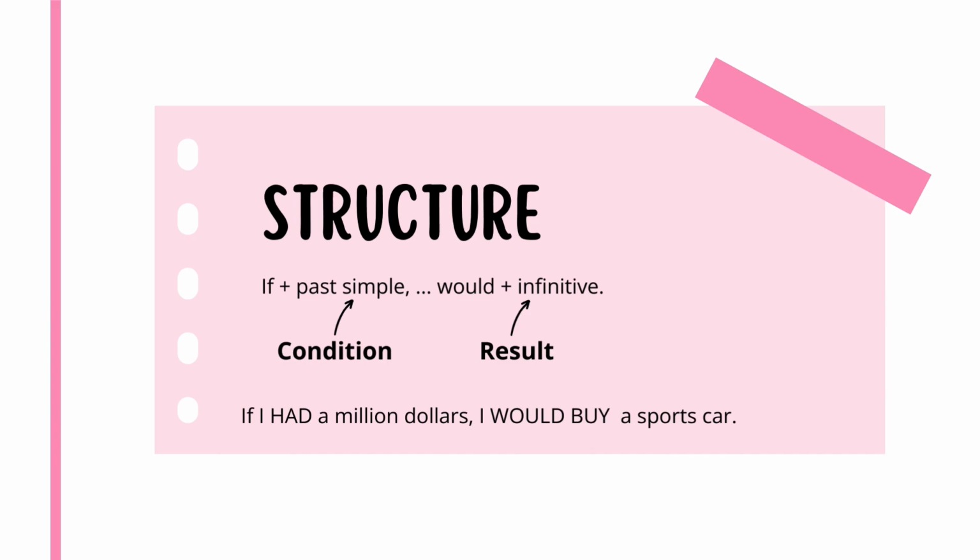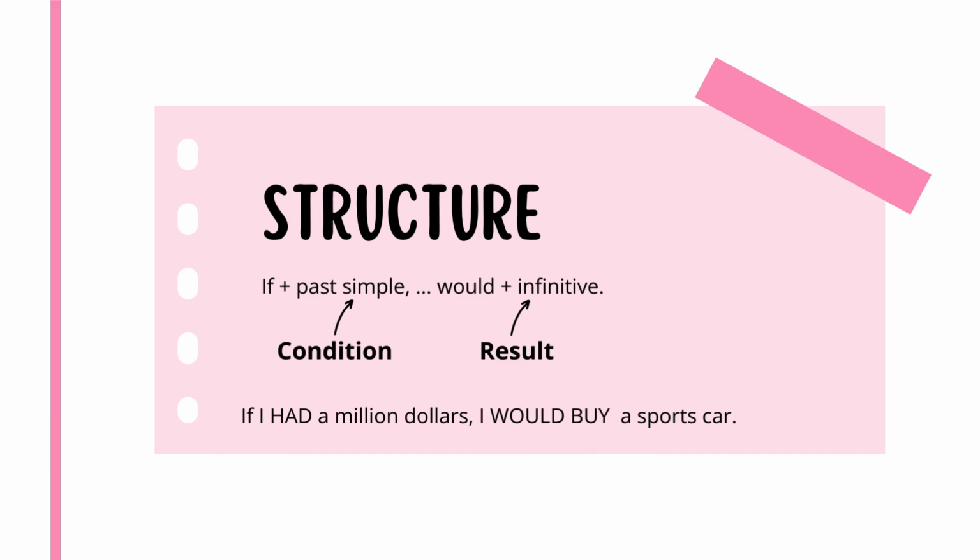million. The result, since it is an imaginary situation, we will be using the modal auxiliary verb would. Would plus the infinitive form of the verb. Look at our example. I would buy a sports car. If I had $1 million, I would buy a sports car.